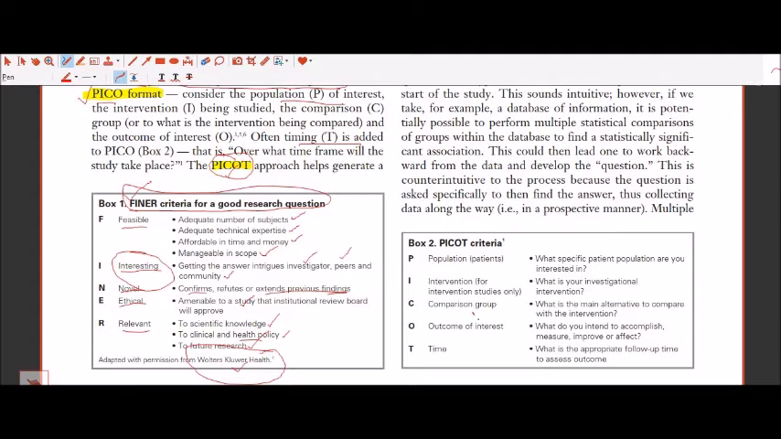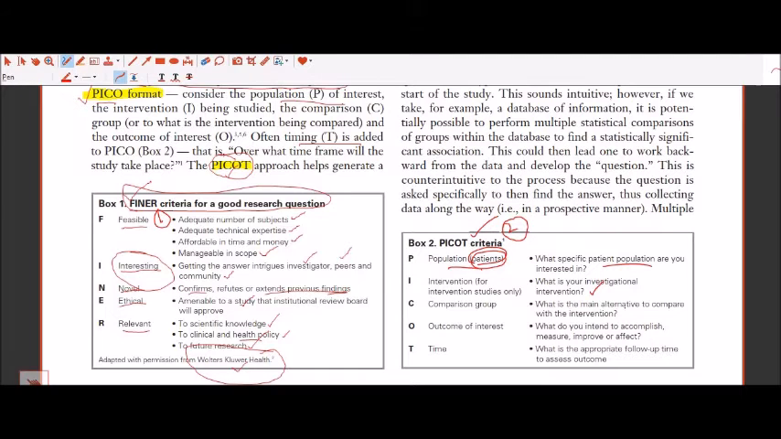Now see, the first is the implementation of the FINER criteria. The next one is the PICO criteria. And what is it? Population. So what does your population consist of? The patients. If you are working on, let's say, the banking sector, your population is the banks. What specific patient population are you interested in? You have understood. Now intervention: what investigational intervention is available? Comparison group: which main alternative to compare with the intervention? So what is it that you are going to compare?